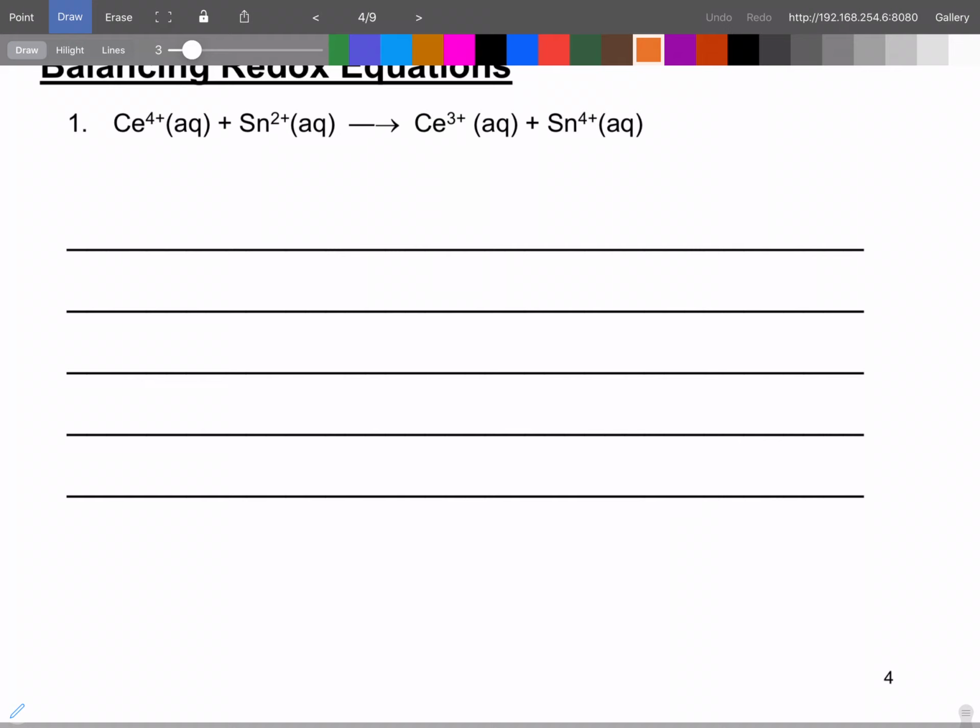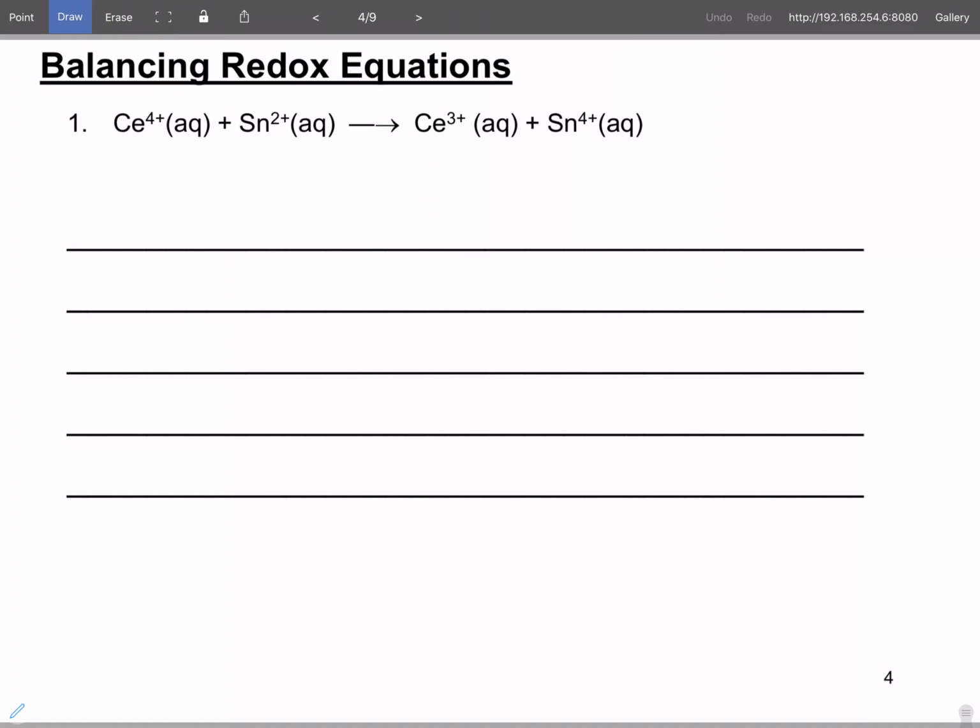So here's one, using the half reaction method. As I said, this is the half reaction method. It doesn't matter which species you start with. As I said before, we put this up and worked this one as a redox. We're not really worried about that right now. So the first thing is we're going to work with cerium.